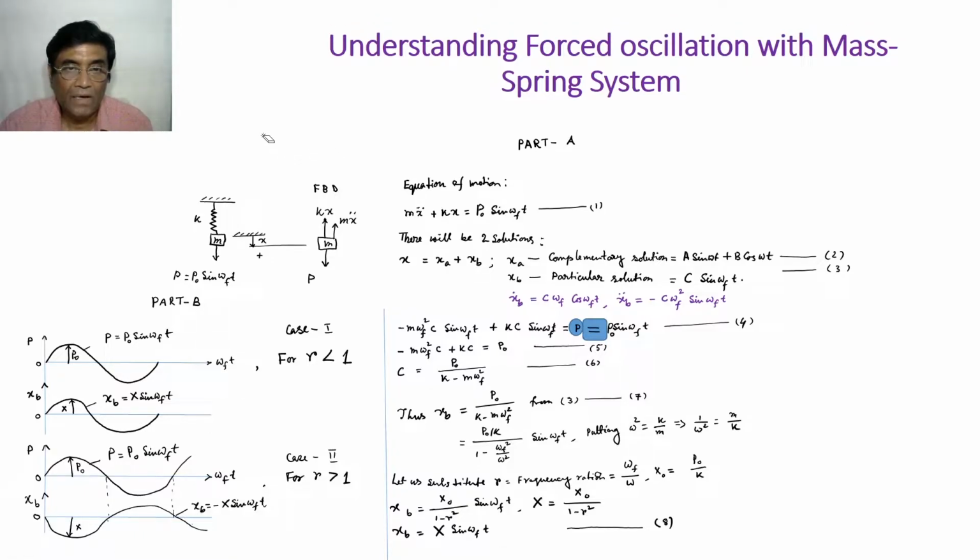But today we will move further: what if the same model is excited by an external force P? P could be sinusoidal like this, or it could be constant, could be anything. But in a general way, let us assume that P equals P0 sine omega f t. Omega f is the circular frequency of oscillation of the external force, so that's why omega f, to distinguish it from omega, which is the natural frequency of the system.